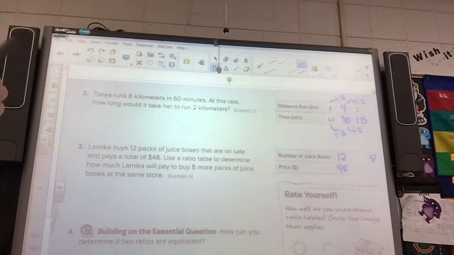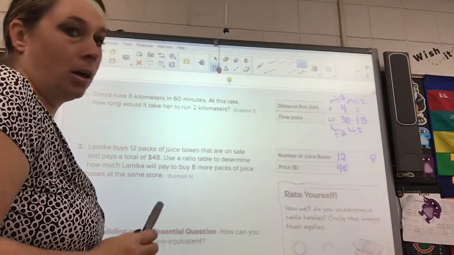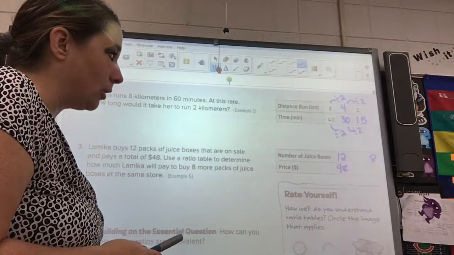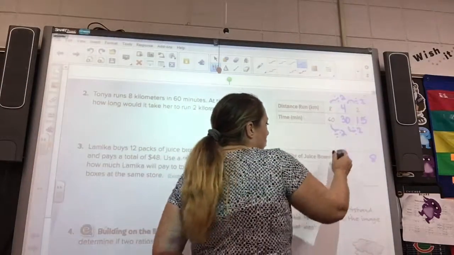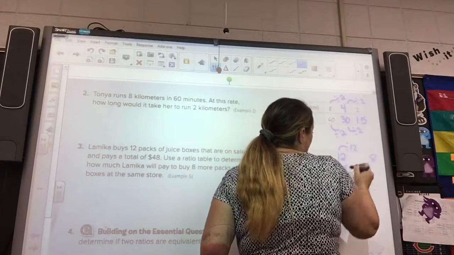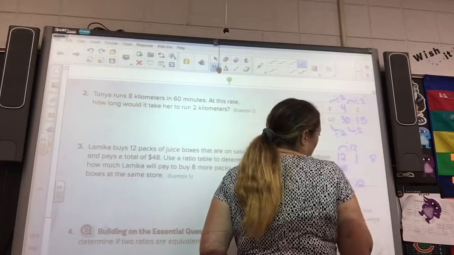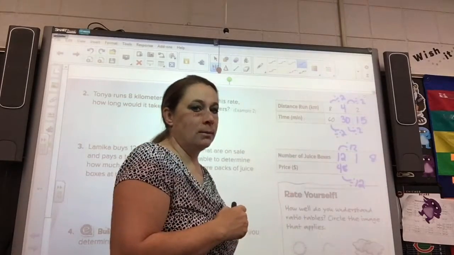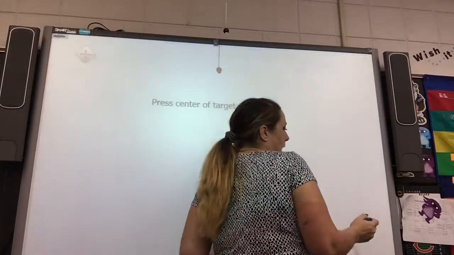Well, if we use greatest common factor, we would see that 12 and 48 are factors of each other, right? 12 can go into 48. So what if we divided by 12 on the top and the bottom? We would get 1. 12 divided by 12 is 1. And 48 divided by 12, how many 12s go to 48?